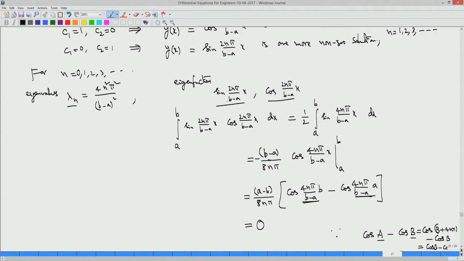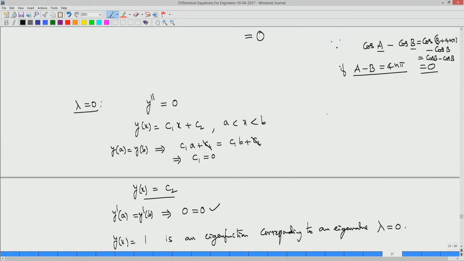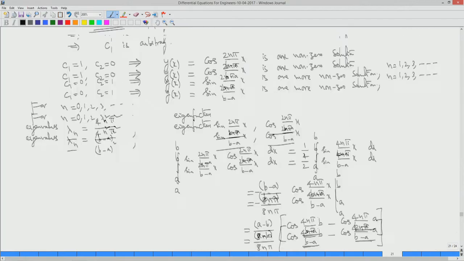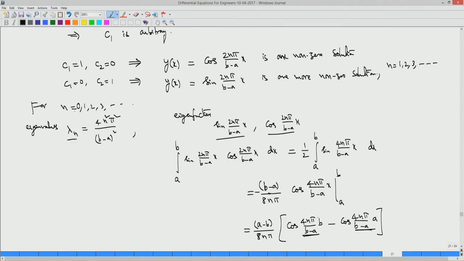What happens to the eigenfunctions? When I put n equal to 0, the sine term becomes 0, and whatever is in the cosine, cos of 2n pi by b minus a into x, when n equal to 0, is simply 1. So I already have eigenfunctions, so I can include this lambda equal to 0 case into the earlier case by including n equal to 0. So I can make n from 0, 1, 2, 3 onwards.